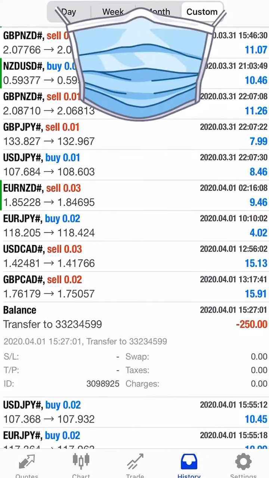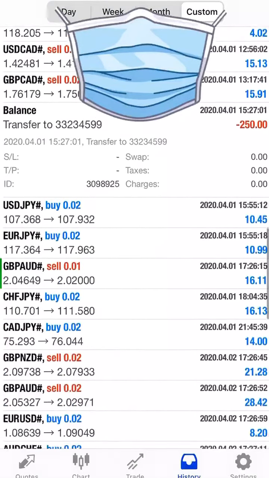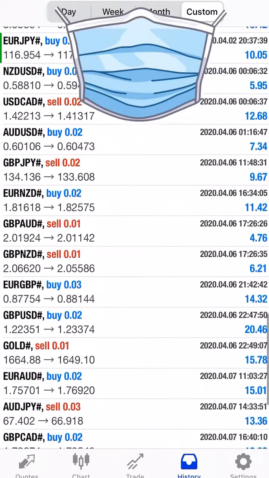He made a withdrawal on 1st of April 2020. He made his first withdrawal of $250, and we work only with 0.01, 0.02, 0.03 lot sizes on a $1,000 account. So that's the whole history of his account.